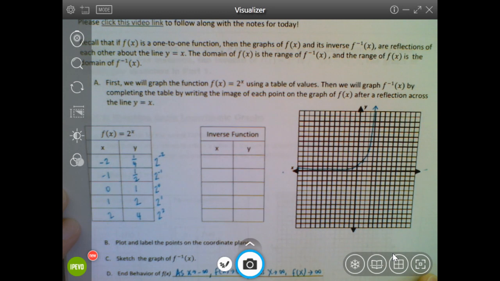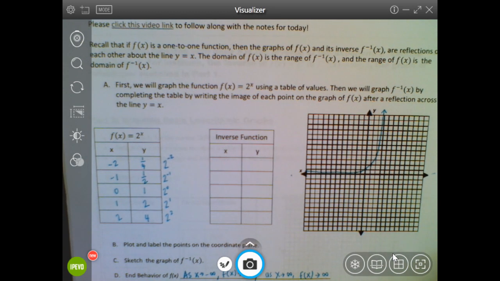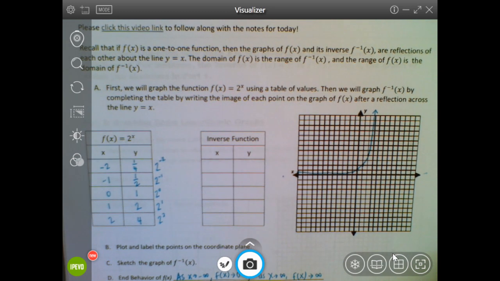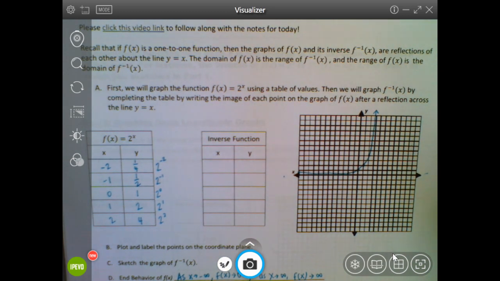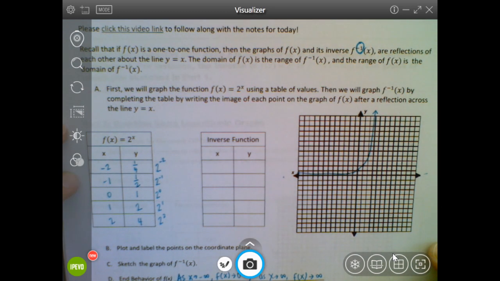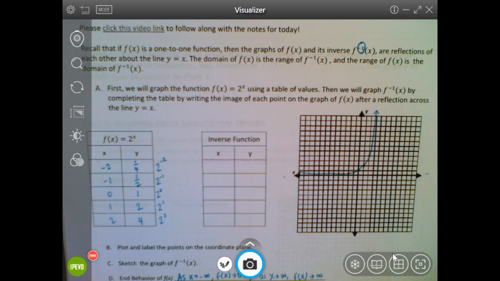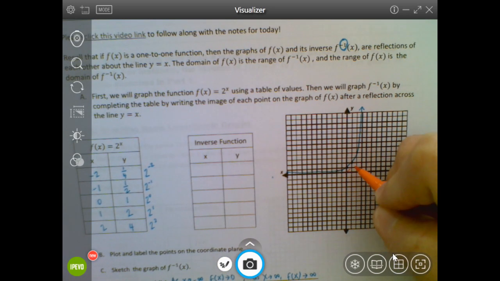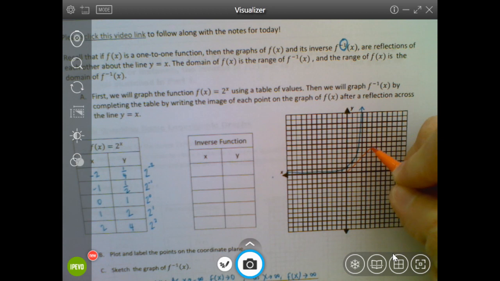So going back to what we talked about in the fall, we know that if f of x is a one-to-one function, then the graphs of f of x and the inverse, remember that the inverse is denoted by this -1 exponent, are reflections of each other about the line y is equal to x. So what I'm going to do is sketch in on my coordinate plane over here the line y is equal to x, just so we have a reference.